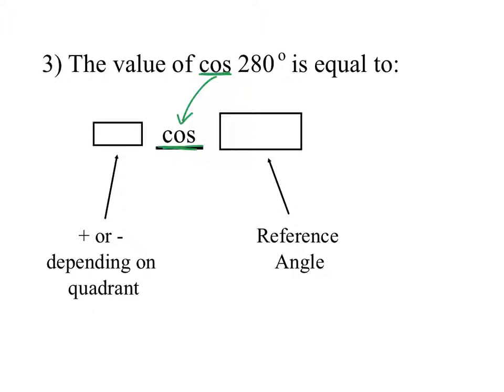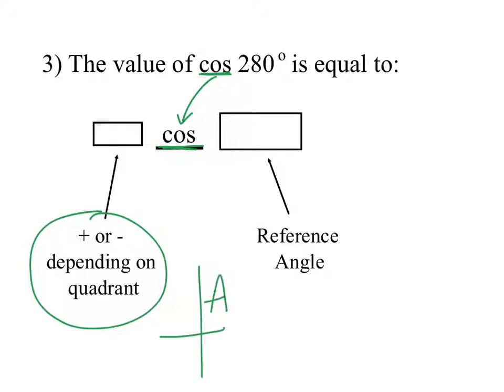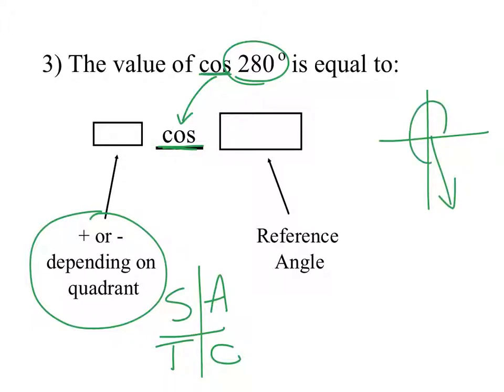So cosine goes right there in the middle. And in this box, we're going to put positive or negative depending on our ASTC. So 280 is in what quadrant? Let's sketch it out. 280 is greater than 270, so 280 is in quadrant 4. In quadrant 4, cosine is positive, so I'm going to put a plus. That's where that comes from.